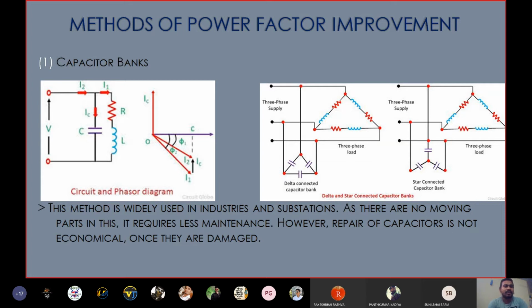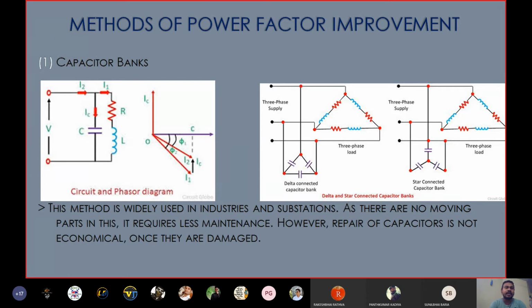Now the capacitor is connected across this load. As soon as this capacitor is connected to the load, what happens? The capacitor takes a leading current, that is IC, or we can say the charging current IC. This IC current leads the voltage by 90 degrees. Look at this: this IC current leads the voltage by 90 degrees.